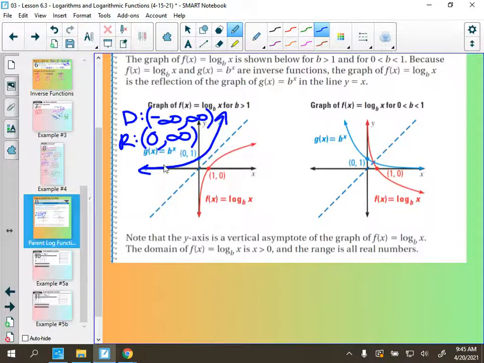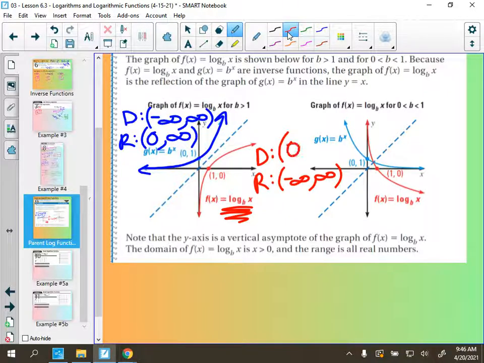So now when I literally switch the role of x and y, what's going to happen to that domain and range? Well, those also get flip-flopped. If we're talking about the domain and range of a logarithmic function, the domain that was on the exponential, originally all real numbers, now becomes the range of this one, negative infinity to infinity. And the domain, which was originally the range, becomes above 0 to infinity.